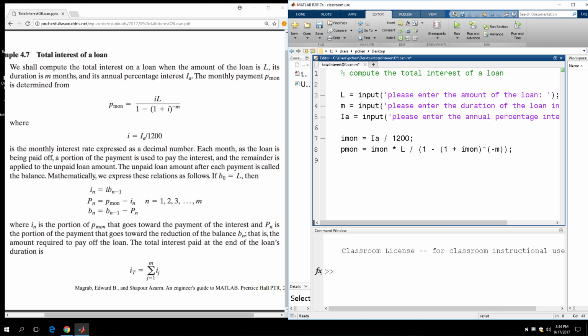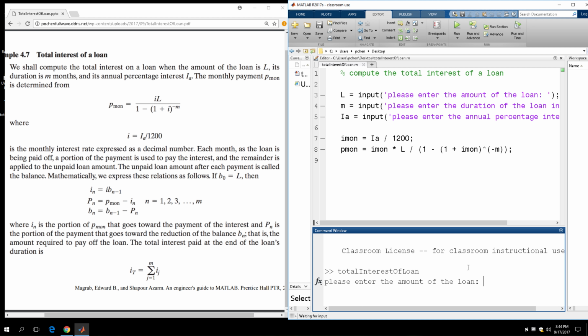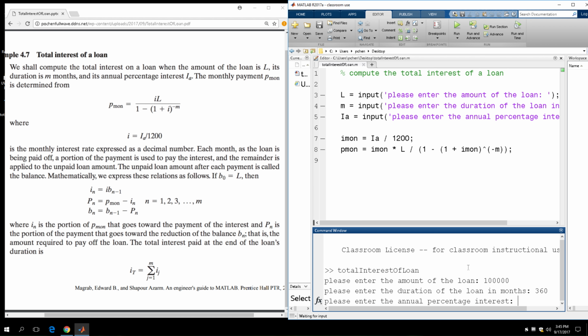Let's just give it a try. For this part of the code, let's see if we got the monthly payment correct, and if it's going to be a reasonable number. Suppose we give it 100,000. That's the amount of the loan. We are borrowing 100,000 from the bank. The duration of the loan, let's give it 30 years, and 12 months per year. How many months? That's 360. And then enter the annual percentage interest, say 8%. That's a kind of high number.